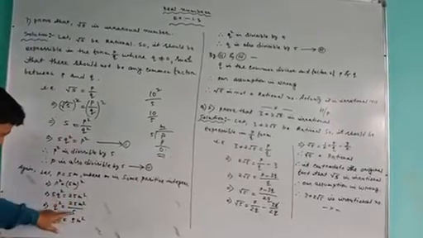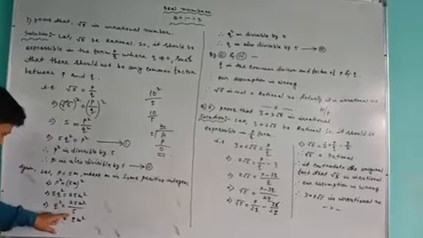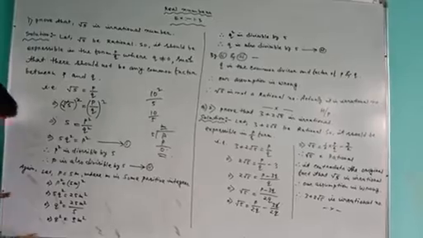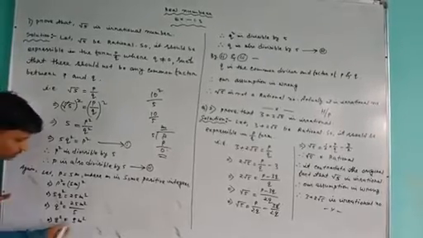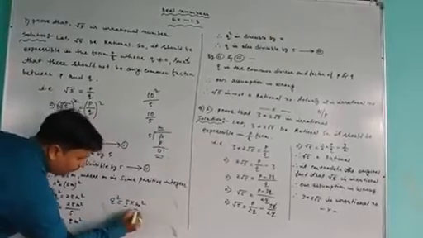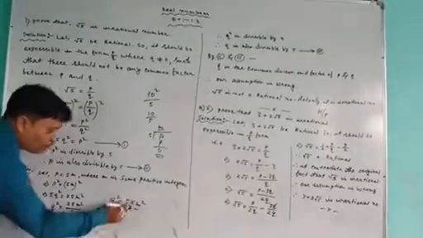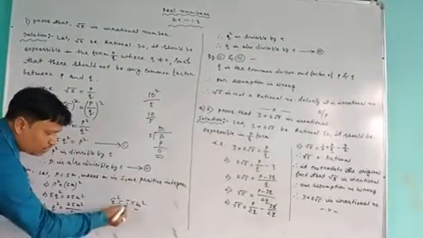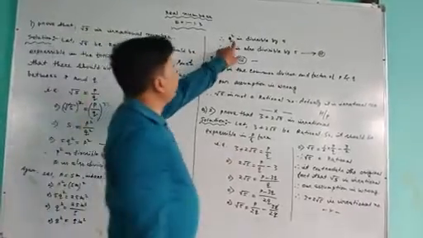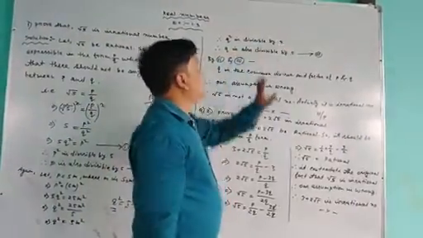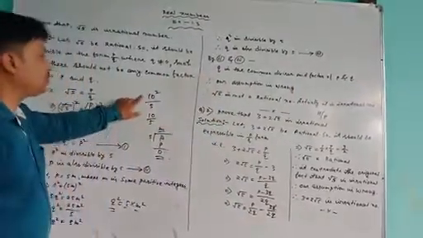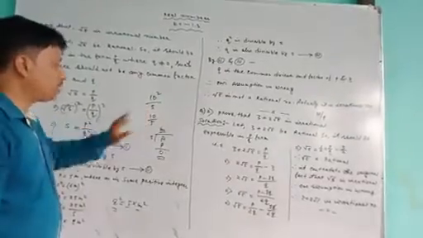So 25 m square by 5 gives 5 m square, so q square equal to 5 m square. From this statement again it is clear that q square is equal to 5 into m square. That means 5 and m square both are factors of q square. If both are factors of q square, then q square is divisible by 5. So we can write q square is divisible by 5. Then we can write q is also divisible by 5. Same concept here: suppose 10 square is divisible by 5, so 10 is also divisible by 5.